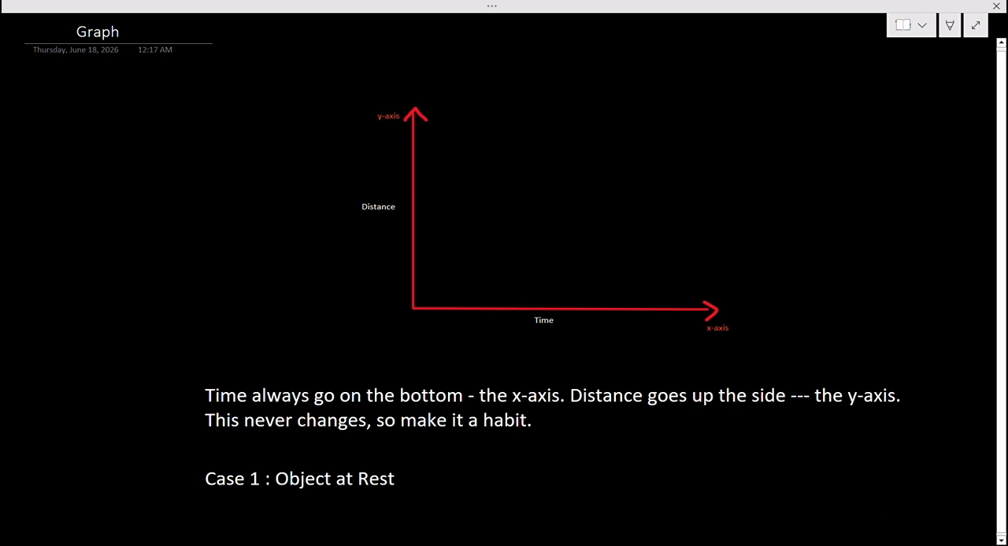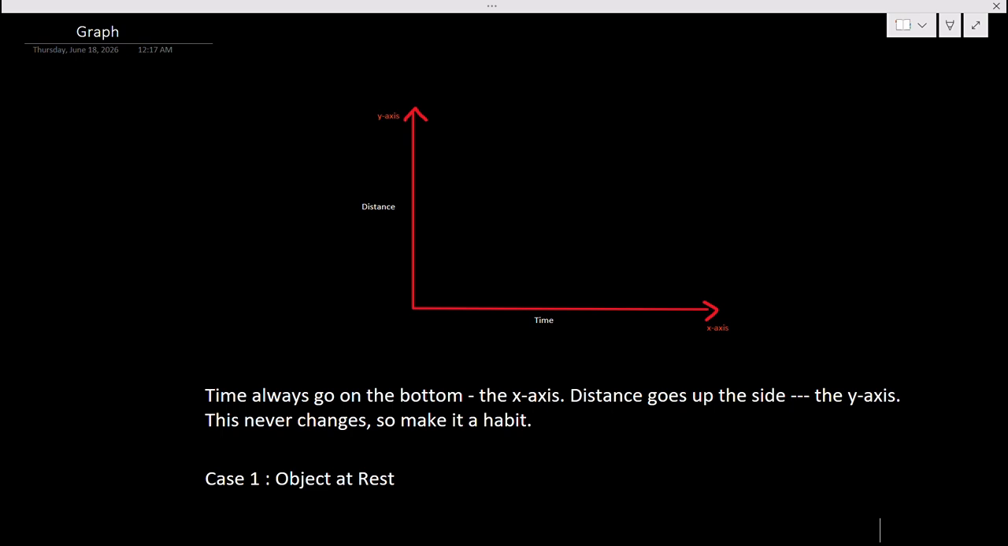Now, this is a graph. As you can see, we have a y-axis and we have an x-axis. On the y-axis, we have distance, and on the x-axis, we have time. So this is an empty graph. It doesn't have any content, but I wanted to show how a graph looks. In the majority of cases, we have distance or any other quantity plotted against time, with the quantity on the y-axis and time on the x-axis. Time always goes on the bottom x-axis and the distance goes up the side, the y-axis.